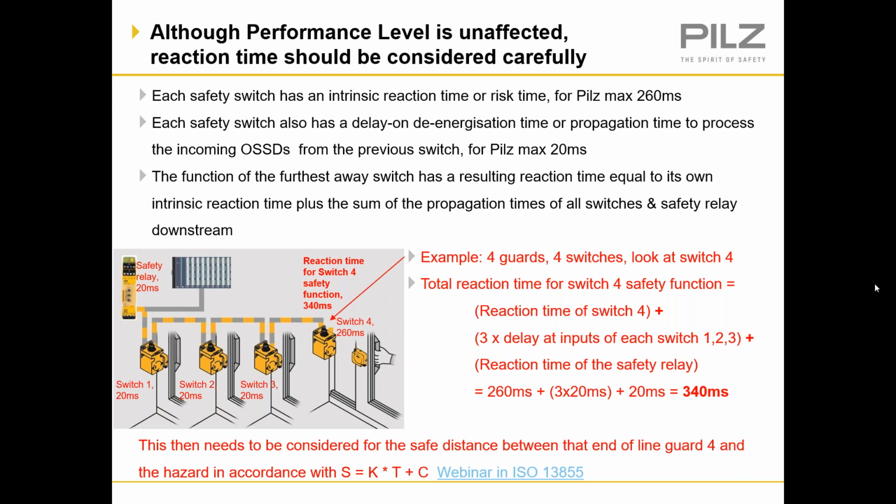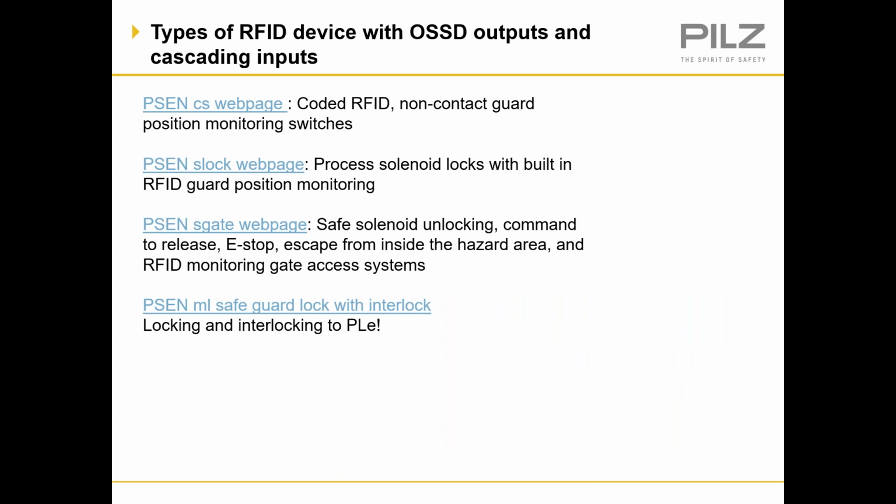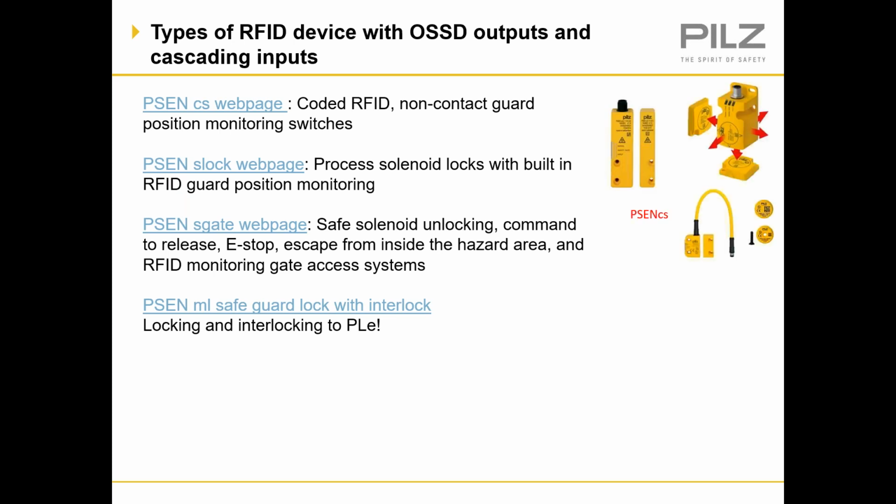So our types of RFID devices with OSSD outputs and cascading inputs, we have the PCN code, we have our PCN S-lock, which is a process solenoid lock with built-in RFID guard position monitoring. We don't advise this for personnel applications because this is powered to lock. So if power is removed, then the locking function is no longer there.